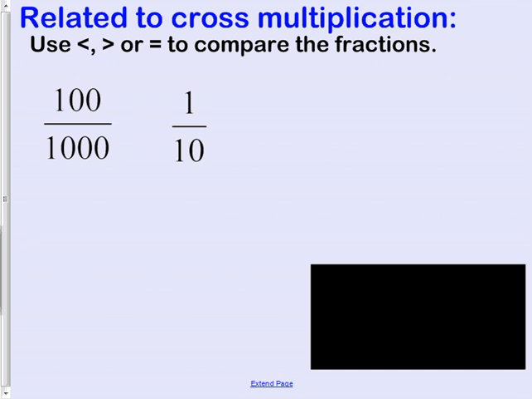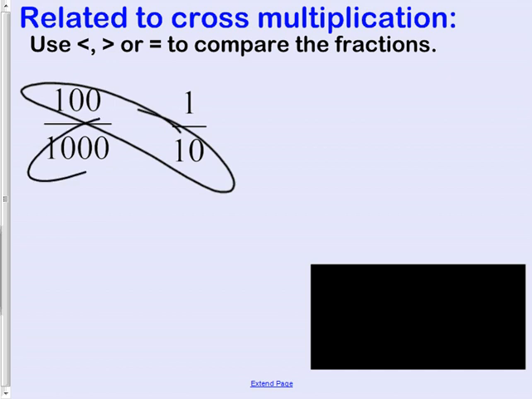Turn it my way, I'll tell you if you're right. Correct, sir. Yep. Everybody's getting it right. When you cross multiply this, it's just 1,000 and 1,000, and they're equal to each other.